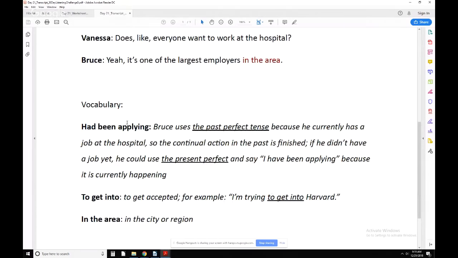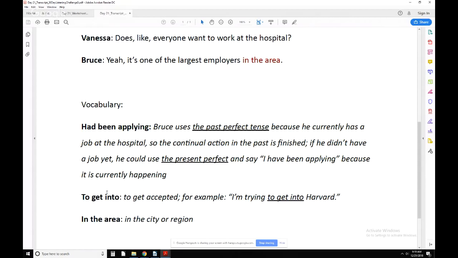We just talked about this, why he uses the past perfect tense. And then this lovely phrasal verb, get into. This means you're accepted. I'm trying to get into Harvard. I'm trying to get into the school of my dreams. I'm trying to get into the hospital because I want to work there. I couldn't get into my apartment because I forgot my key. You can see we're entering here. You're accepted.